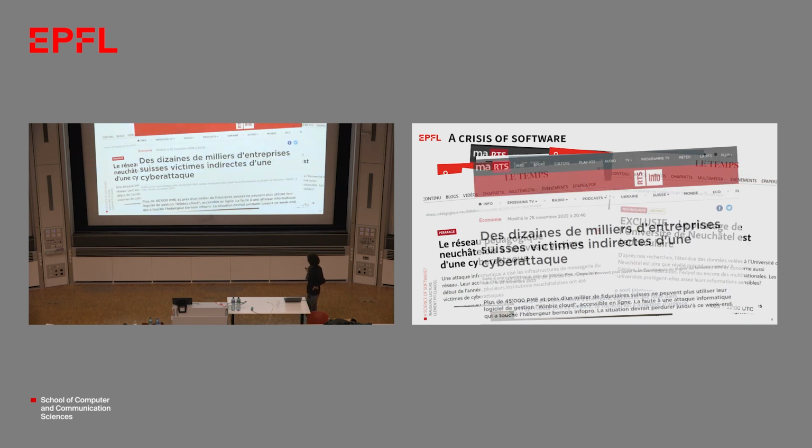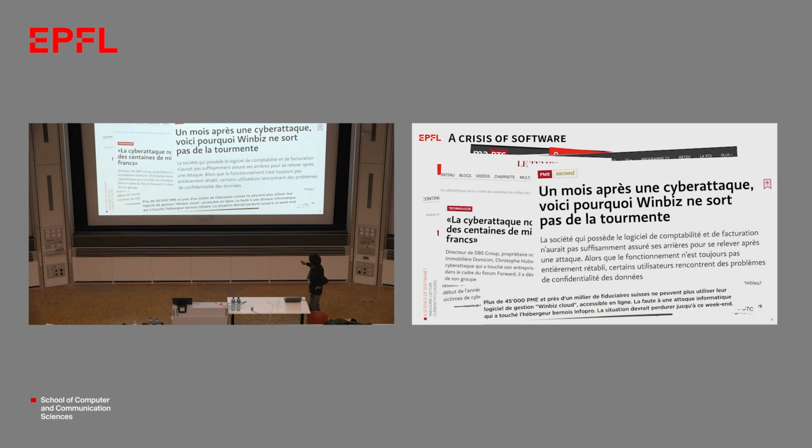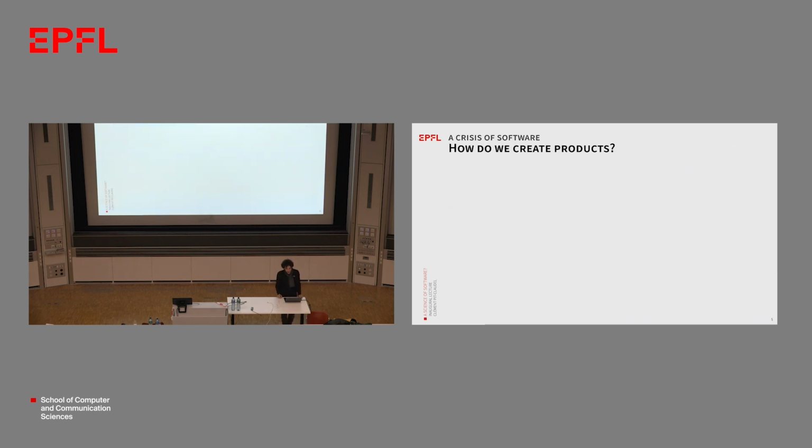More school, companies as well, and then homes, and then, oh yeah, look at the bottom, it said, "la situation devrait perturber jusqu'à ce week-end," and then, well, never mind, 1 month later, things are still broken. Everything is horribly broken. So the question is, how did we get there?